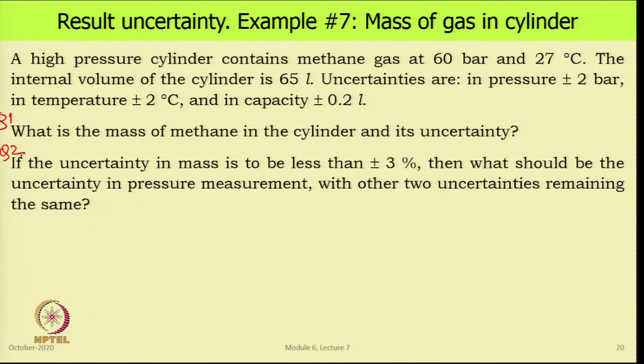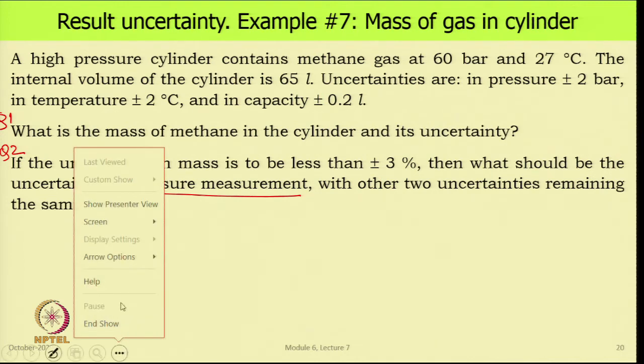And then there is a second question. If the uncertainty in mass is to be less than plus minus 3%, then what should be the uncertainty in pressure measurement with the other two uncertainties remaining the same? So, we are just doing a calculation here. We are not saying how we are going to reduce that uncertainty in the measurement, but it just tells us that if this is our criteria, what do we expect? So, here is how we will do this.